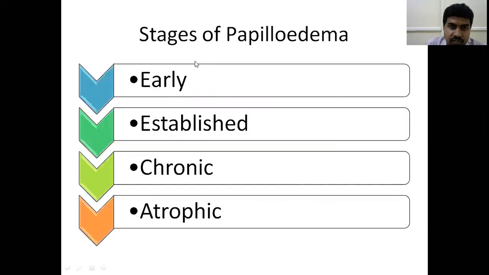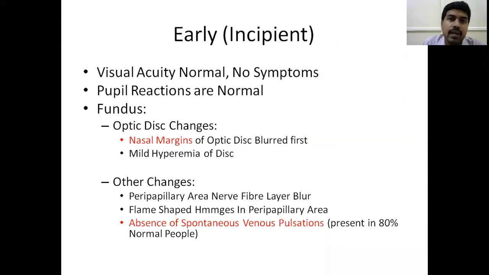So what are the various stages of papilledema? Early, established, chronic, and atrophic. These are the 4 stages. This is everything you have to learn by heart. Okay, so early stage or incipient stage. This is all by hearting, nothing specific.